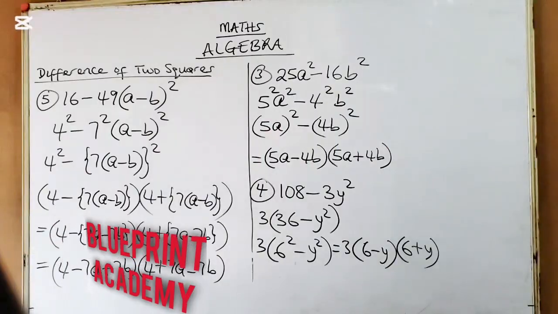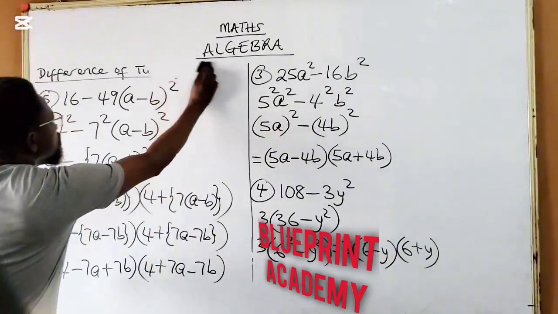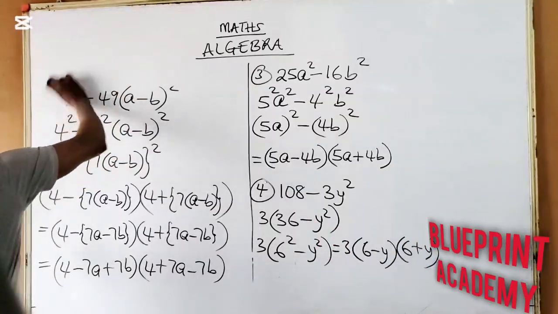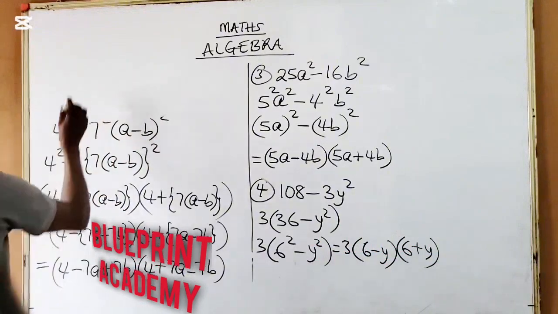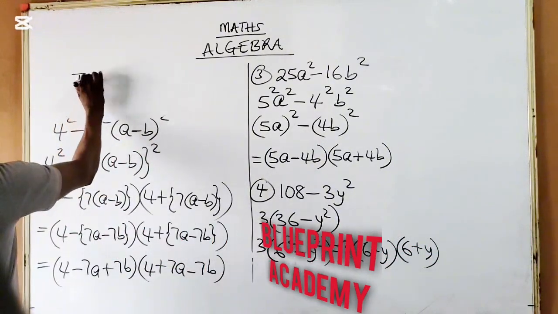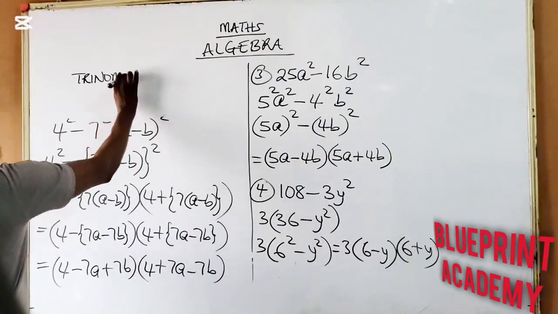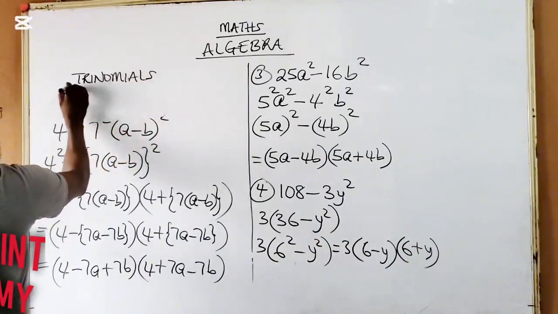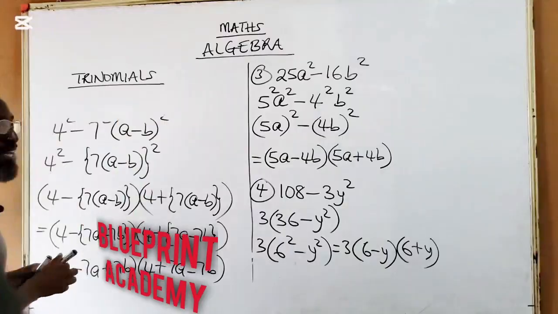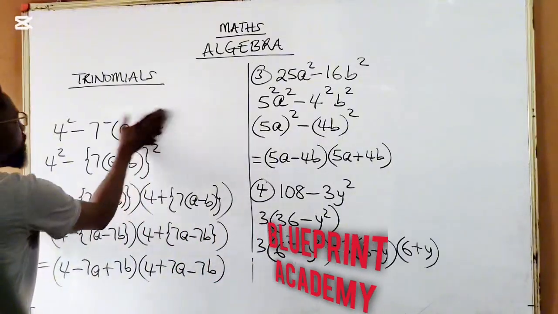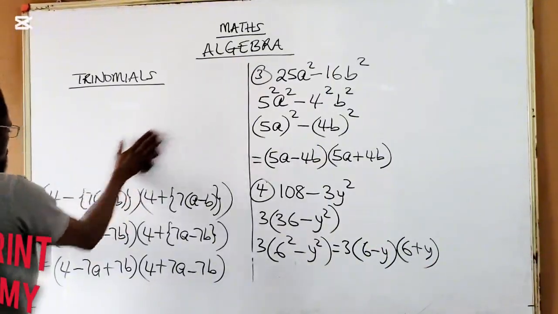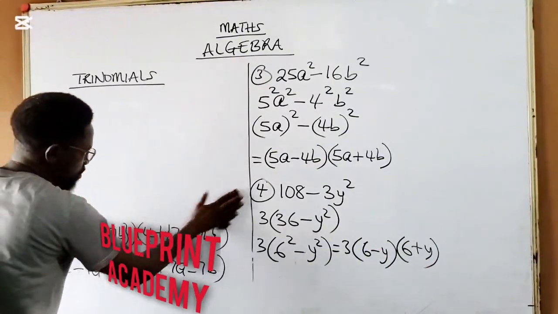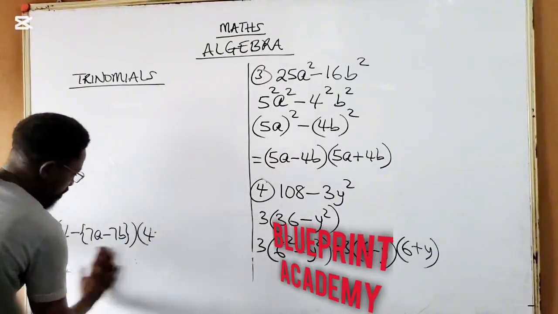We are going into trinomials. Let's see how we factorize trinomials. When we talk about trinomials, we are talking about expressions that have 3 terms. Expressions with 3 terms, like the quadratic expression. The quadratic expression is a good example of a trinomial expression.